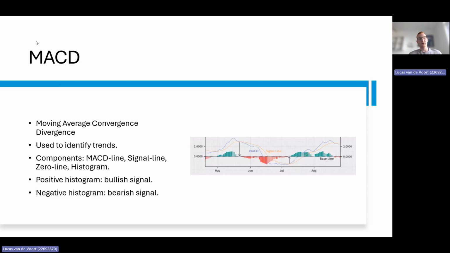So for example, if the histogram is positive, the bars are positive, that means that the MACD line is above the signal line right now, and that would indicate a very strong recent momentum. So that could be a bullish signal. And when the bars are negative, the opposite would be the case, and that would be a bearish signal.